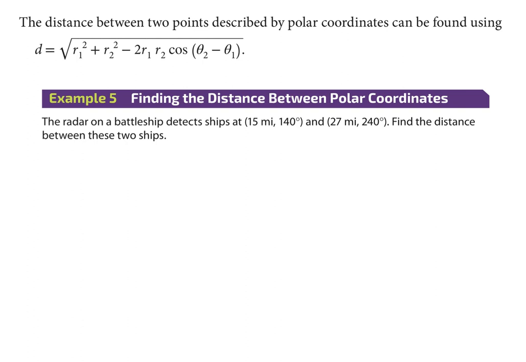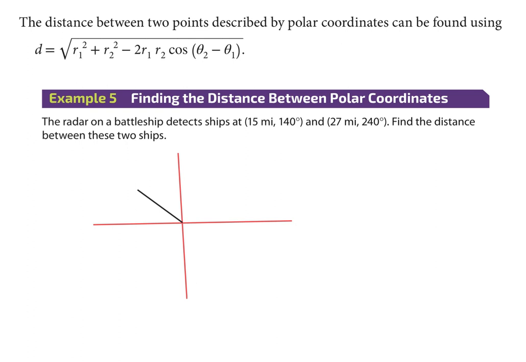The radar on a battleship detects ships at 15 miles, 140 degrees, and 27 miles, 240 degrees. Find the distance between the two ships, all right? And so if I were to sketch this, roughly sketch it, not beautifully on a coordinate, but if I were to do my polar, so to speak, and do 140, well, 140 is going to be approximately right here, right? About 40 away from there. And then 15, so I'm just going to estimate what that 15 would look like, all right?